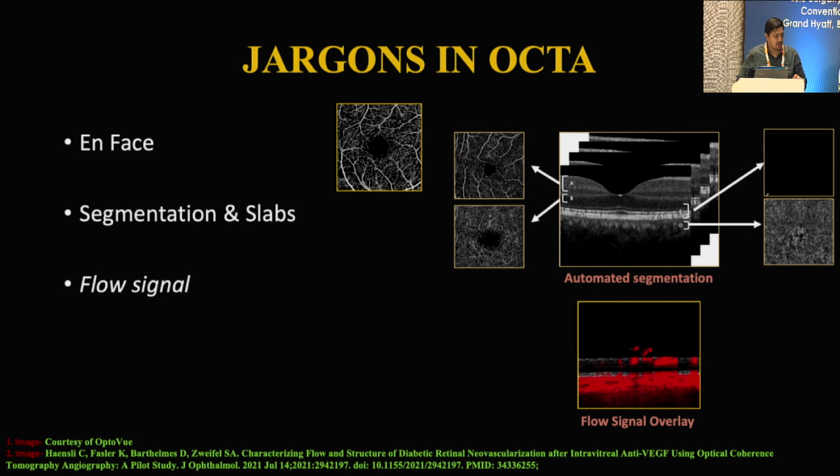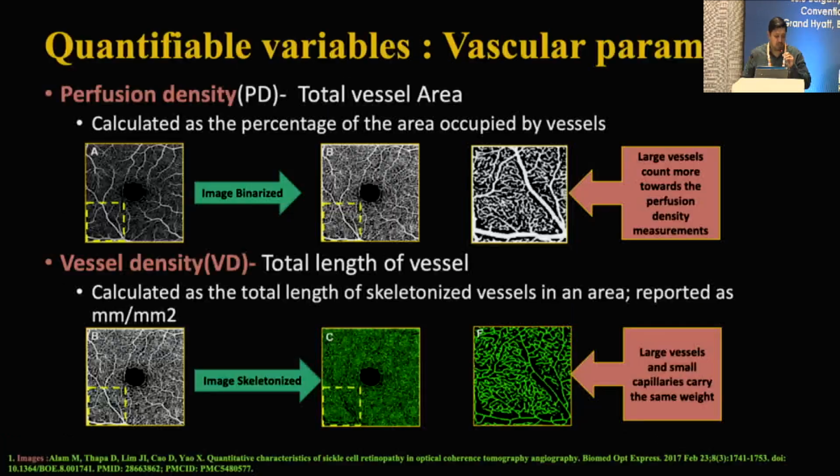Then there are flow signals. Flow signals represent the vascularity of the retina or the choroid, and these are the flow signals which are overlaid on the structural OCT. So, like any other investigative modality, OCT angio has quantifiable parameters, one of which is perfusion density, that is total vascular area. So how is it calculated?